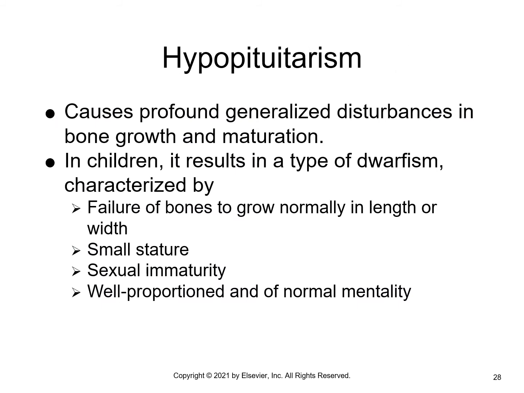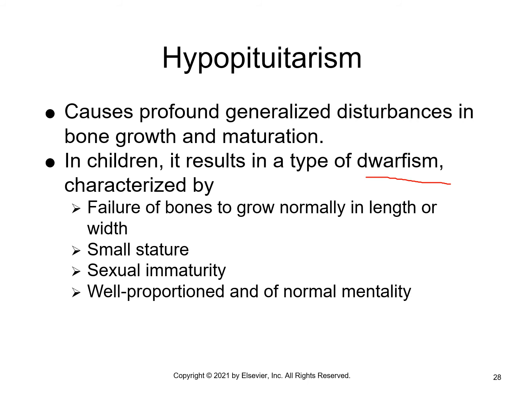Now, hypopituitarism, as we mentioned, is the opposite end of this spectrum. So this causes profound generalized disturbances in bone growth and maturation because of decreased levels of pituitary production. So some of this can result in a type of dwarfism. Now, this is not the dwarfism like achondroplasia that's associated with a genetic malformation. This is just a hypoactive pituitary gland reducing the release of growth hormone, causing the long bones and other bones to grow at a slower, reduced level. So most of these bones do not grow to a normal length. The patients end up small in stature.